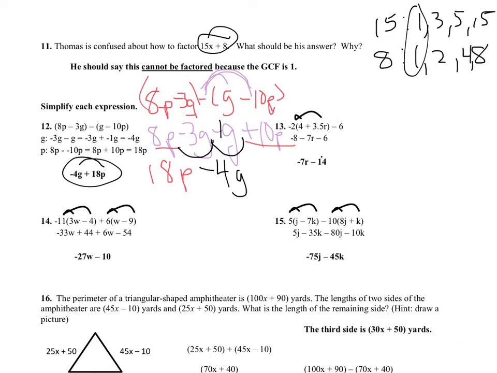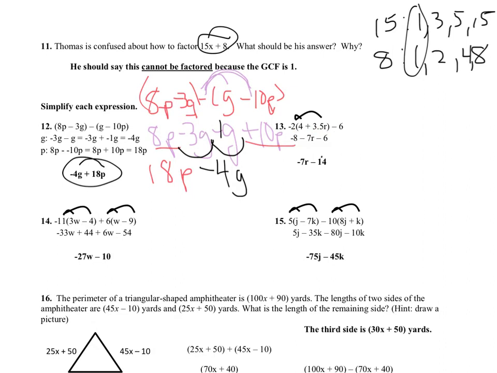All right, 13. She goes ahead and shows you that the first thing you have to do is distribute. So negative 2 times 4, that's where you get this negative 8. Negative 2 times 3.5r, negative times a positive is a negative. 2 times 3.5r is 7, so negative 7r. Then you bring this negative 6 right on down here. So that's where we have this.